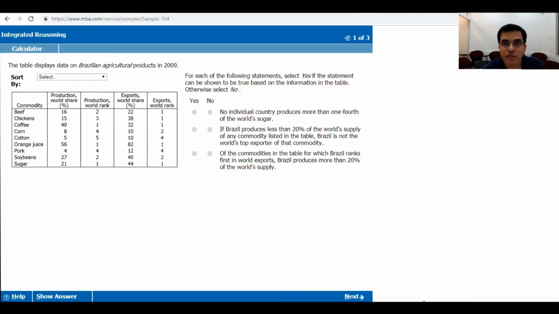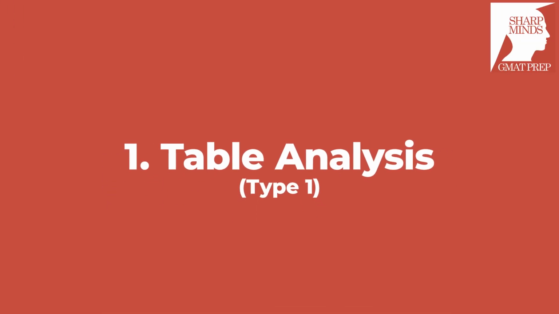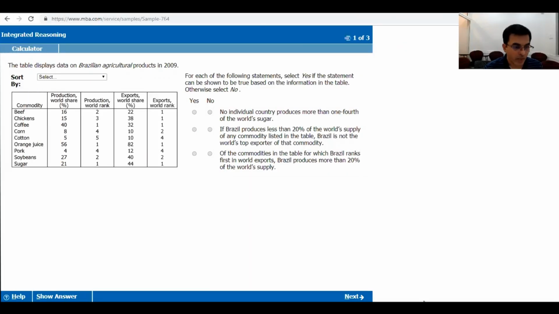We are going to look at 4 question types within integrated reasoning. 2 of these question types have 2 variations that come within the question type. So the first of those 2 is table analysis, and there are 2 variants that we can get within table analysis. We'll look at one example from each of these 2. So this is the first question we are looking at.